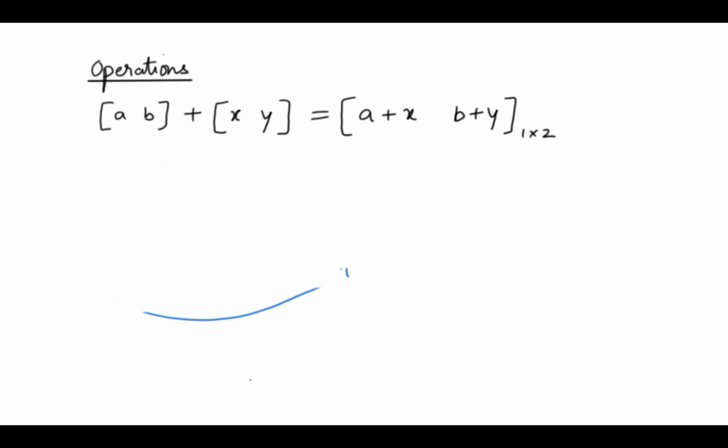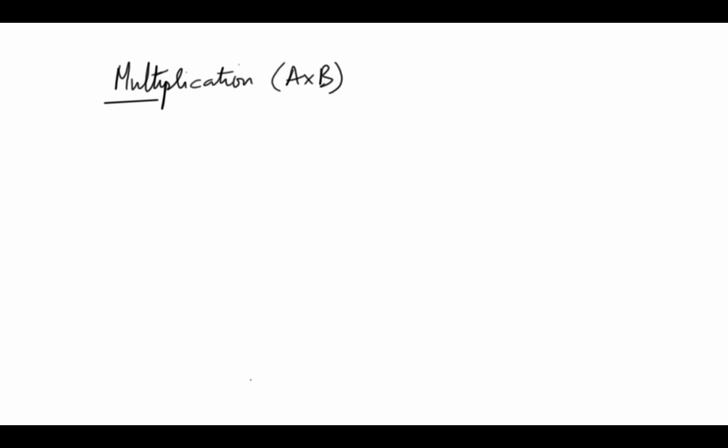Next, moving on to matrix multiplication. We can only multiply A and B if the number of columns of A matches the number of rows in B. Look at this pattern. The inner numbers must match and the outer numbers give you the size of your final matrix. Also, remember that order matters. AB is not equal to BA. Usually, sometimes it may come equal, but usually, in general sense, it is not equal.